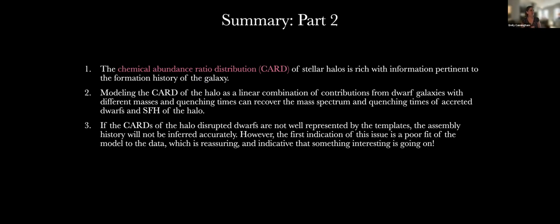So just to summarize part 2, the chemical abundance ratio distribution of stellar halos is rich with information pertinent to its formation history. And we can model the CARDs of the halo as a linear combination of dwarf galaxy templates. And we're able, in some cases, to recover the mass spectrum and quenching times of accreted dwarfs, which is really exciting. But if we have a situation where the CARD templates are not a good representation of the progenitors of the stellar halo, then this technique will not work. However, that would be indicative that something interesting is going on. And so there are still these interesting links between formation history and abundances.